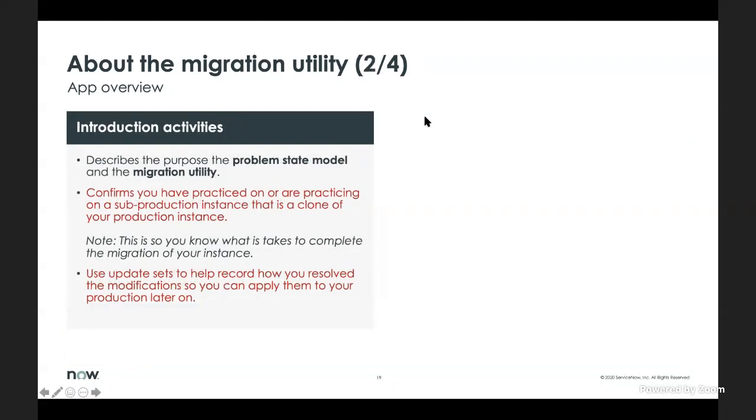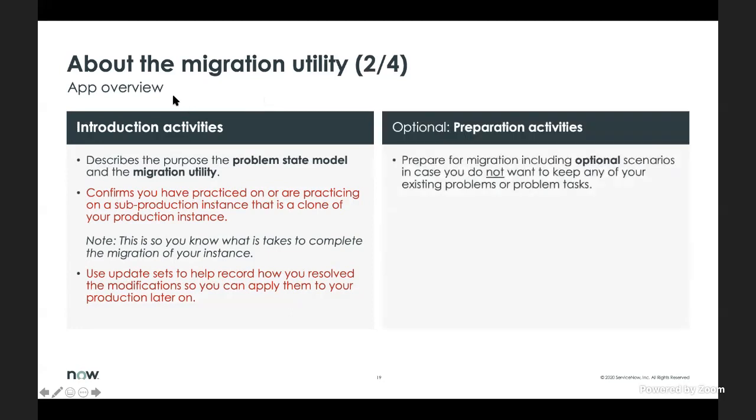Okay, so when you actually, and we're going to look at more of this when we actually run the app, so I won't go through these in too much detail, but when you go into the app itself, there's 4 sets of activities. There's the introduction, preparation, migration, and cleanup. So in the introduction phase, basically we're telling you about the state model and the utility itself.